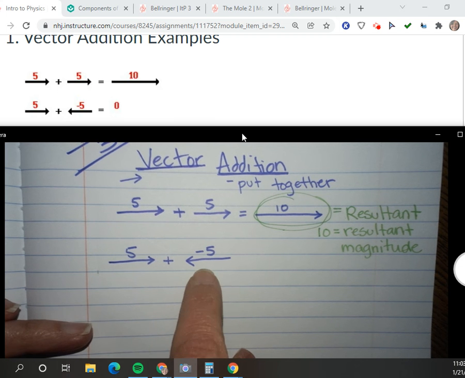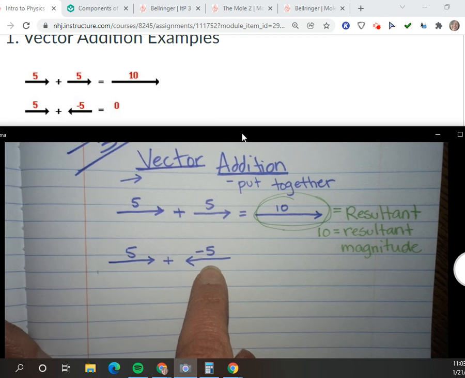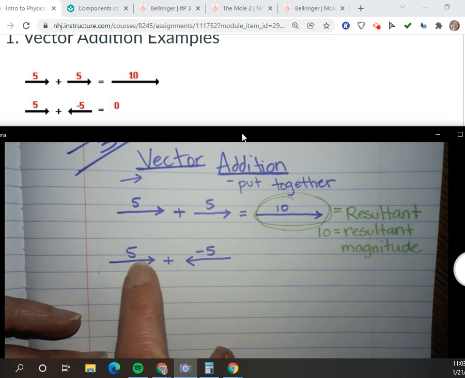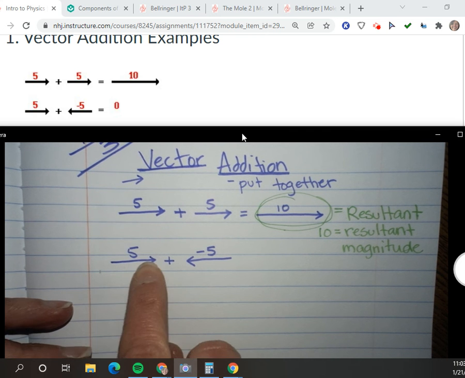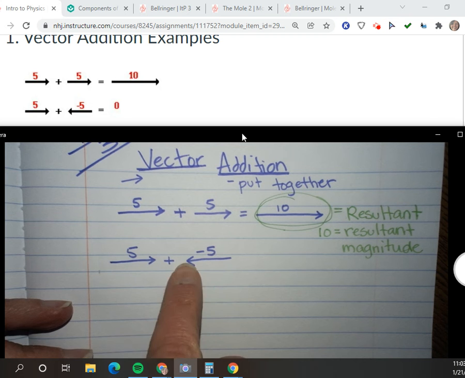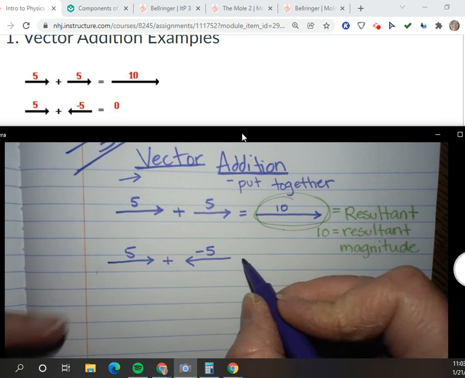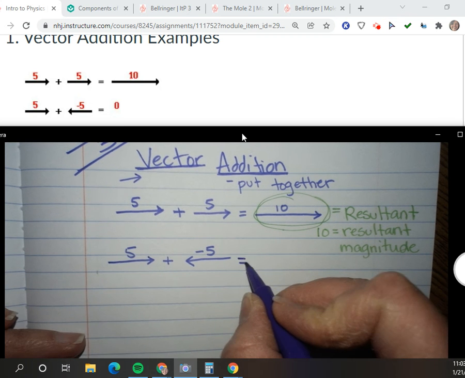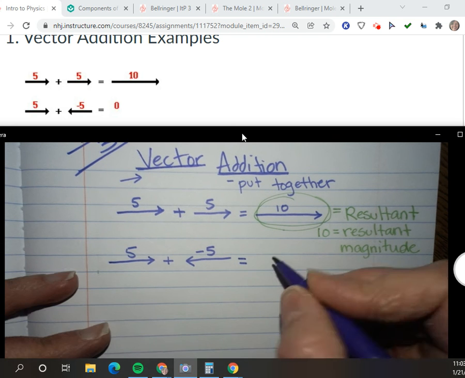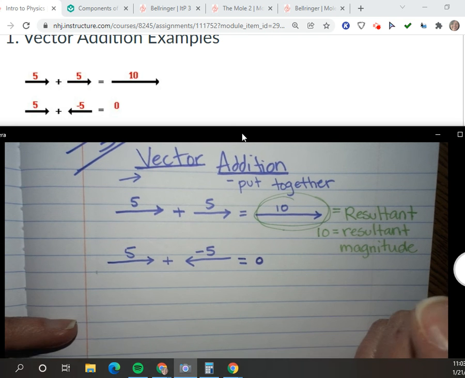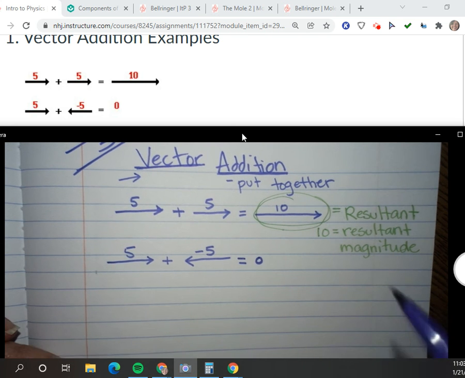Now, does it have to always be that left is negative? No. That is arbitrary. You could choose either way, but for our purposes, almost all the time we'll say right is positive and left is negative. We're doing one dimension. So what's the answer? 5 plus negative 5 is 0. That is just how it works.